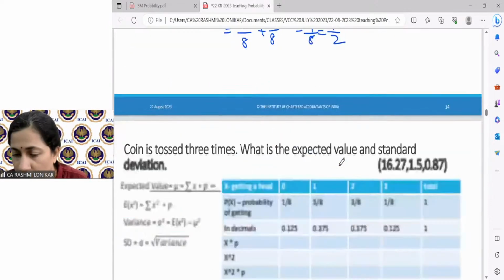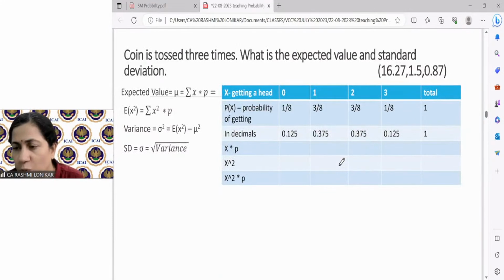So a coin is tossed 3 times. What is the expected value and standard deviation? Okay, so we have already shown it there as a solved example. I have given it to you in the first, second slide. But here we will actually try to solve it. A coin is tossed 3 times. So what is the expected value and standard deviation? So X is what? The event that you get a head. So you may have 0 heads, 1 head, 2 heads, 3 heads.